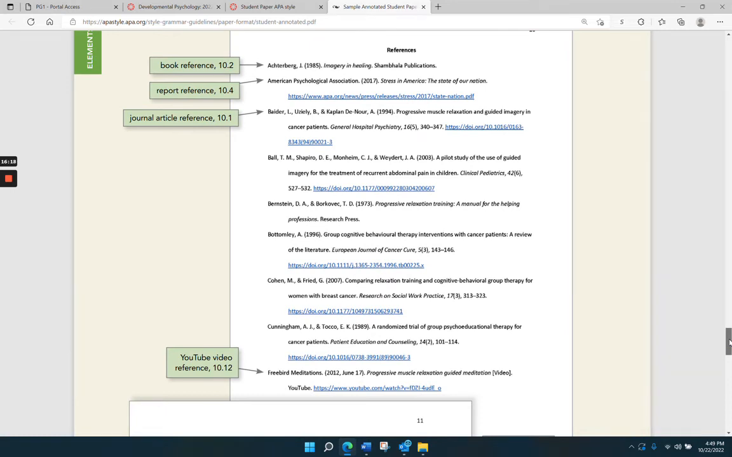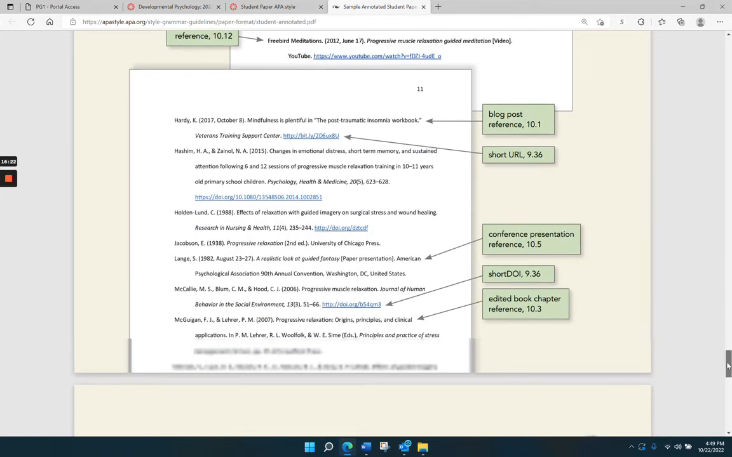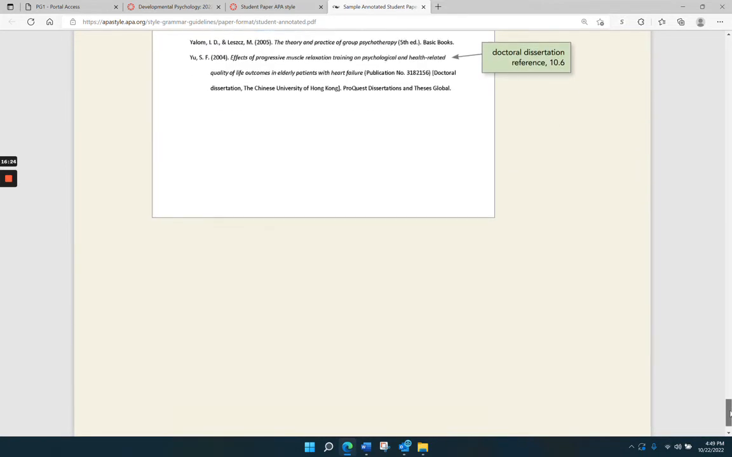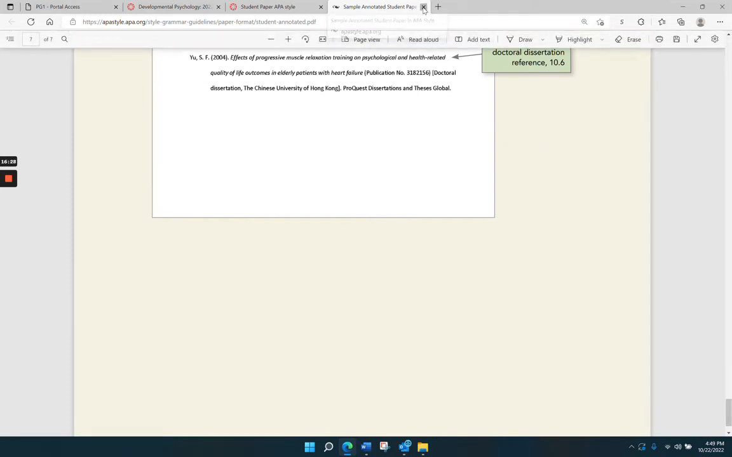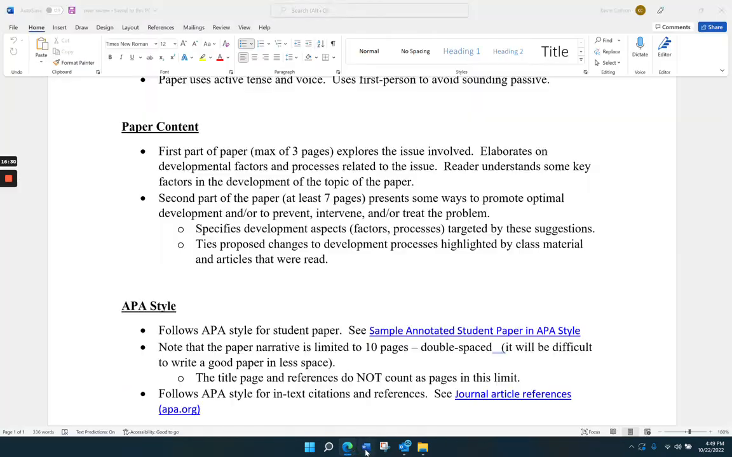There's examples here. If you like seeing different examples, you can look at these, but I do have a web page that gives you more specific guidance on that. So make sure you follow that sample paper for students, student papers in APA style.